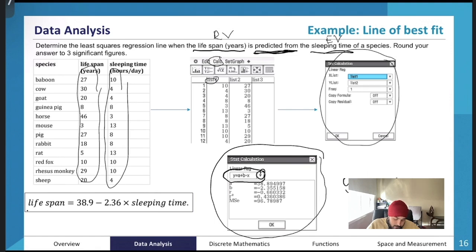So lifespan, my response variable, is equal to 38.9, so remember rounding to 3 significant figures, minus 2.36 times sleeping time. So as you can see, I've taken the A and the B value from what my calculator gave me and just fitted it into the general equation, and replaced the Y and the X with the actual response variable and explanatory variable.